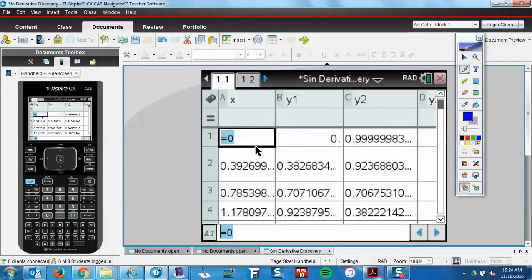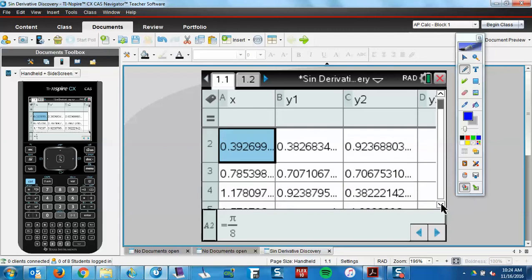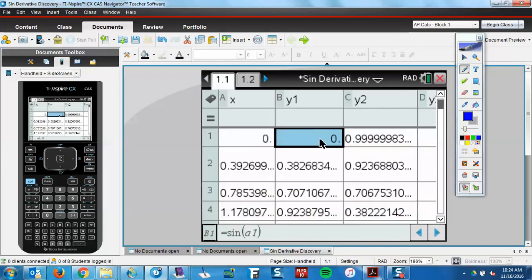Now, what did I put in these points? Here I put pi 8s. I started with 0, then I did pi 8s. If I scroll down here, then I did 2 pi 8s, which is pi 4s. I did 3 pi 8s, and I did 4 pi 8s, 5 pi 8s, right? I went all the way to 2 pi. So I just did a bunch of values, all the way around to 16 pi 8. So I got like 17 points here, okay? And so in this column, then I did the sine of that, right? So I did the sine of 0, and the sine of pi 8s, and so on.